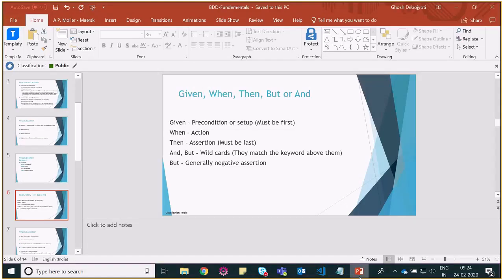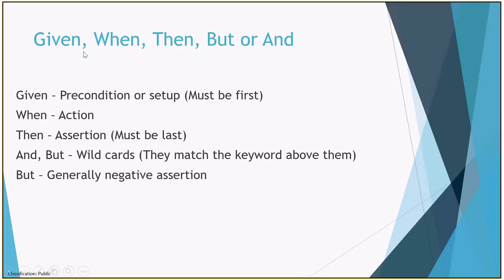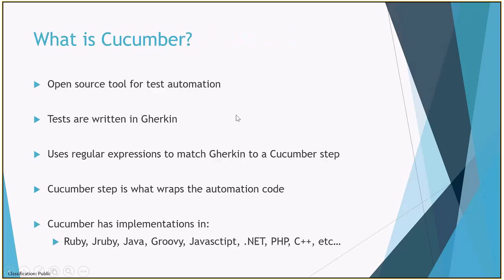Okay, so again we'll go back to this particular PPT and I'll make you understand. We now know what is given, what is when, what is then, but we'll discuss later on, because but is generally for negative scenarios. Generally negative assertion, and we already know that. Fine, we'll go ahead. Now we'll talk about Cucumber.